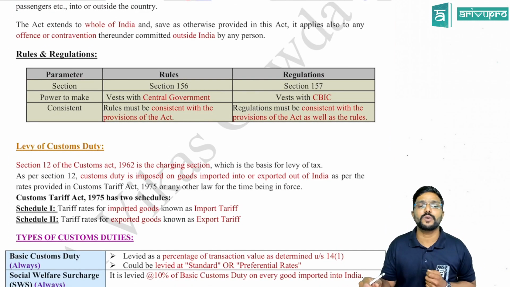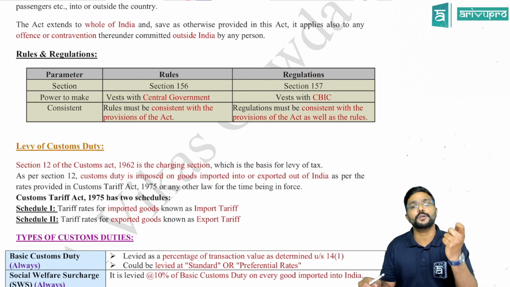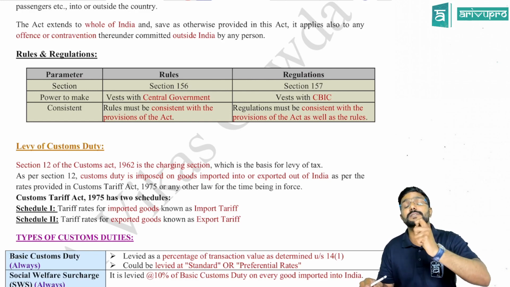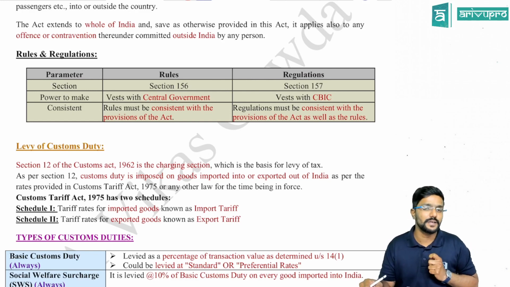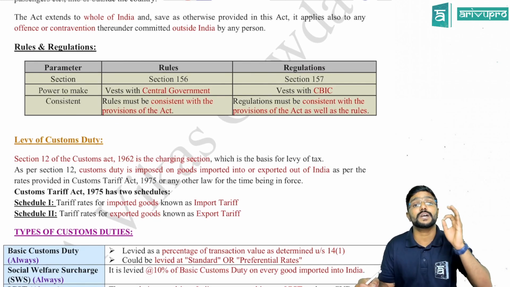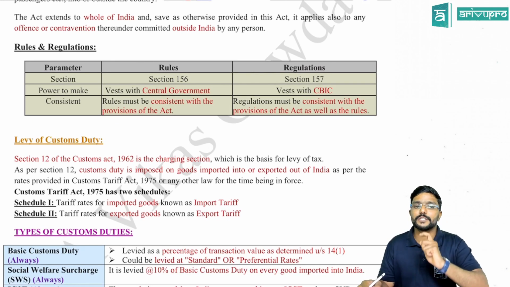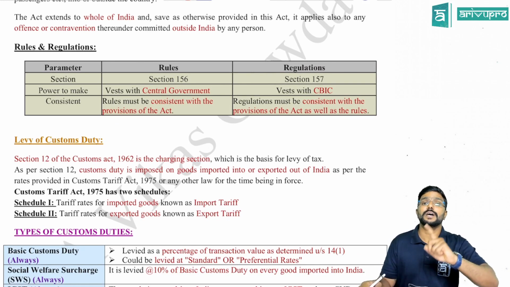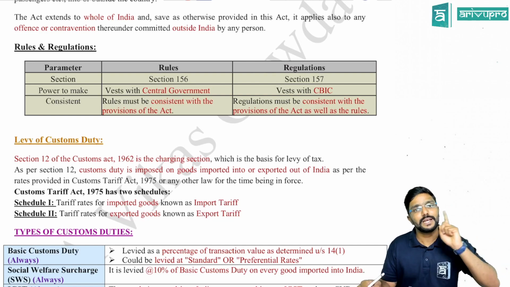Rules are given in section 156, where the power to make rules is with central government, whereas the power to make regulations is with CBIC, that is Central Board of Indirect Taxes and Customs, and it is given under section 157. Rules should always be consistent with the provisions of the customs law, whereas the regulations should be consistent with both the provisions of the act as well as the rules.